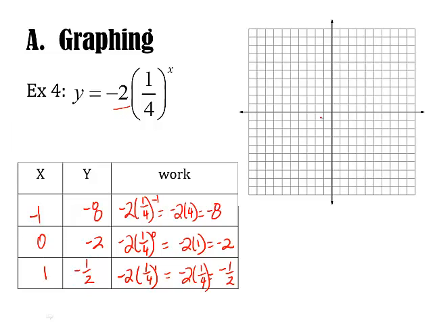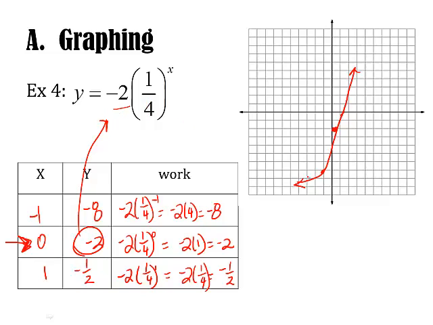Okay, so if I plot my points, negative 1, negative 8, 0, negative 2, and 1, negative 1/2. Okay, so my curve is doing this. But notice something. Where x is 0, y is negative 2. And where did that negative 2 come from? It's the coefficient right here.